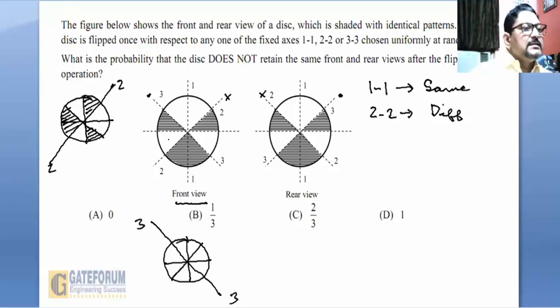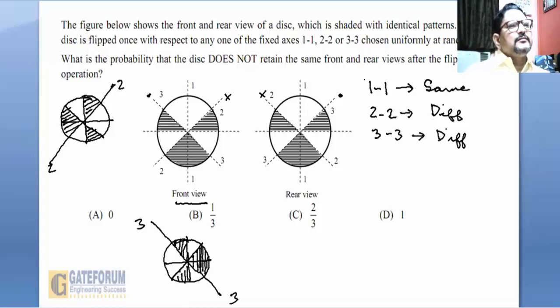So if you do that, then this portion would now become, the shading would come up here. This portion, the shading would come up here on this side, on this side, and this portion, the shading would have come up on this side, and we can see that it definitely does not agree with the front view. So we will say that 3 is also different.